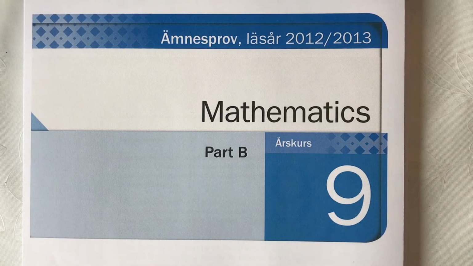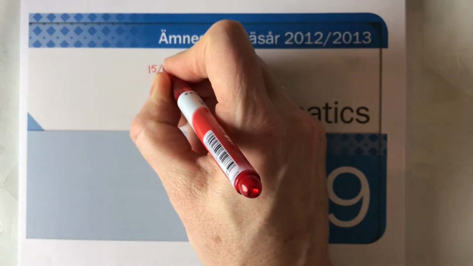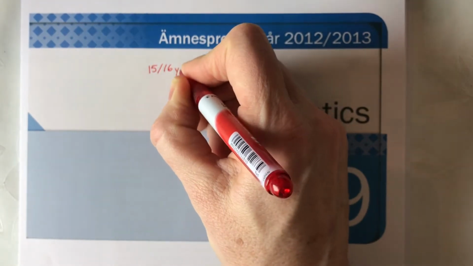It's been a while since I did some English math papers, so I thought I'd introduce you to what the Swedish National test in maths looks like. I'll do these in English, and they are for 15 to 16-year-olds in Sweden.